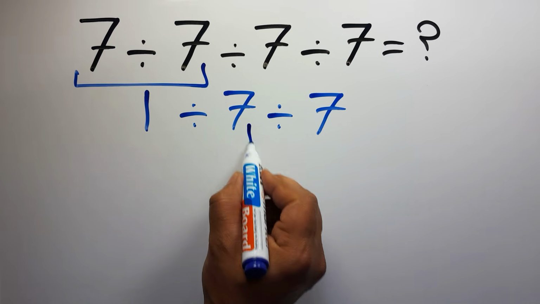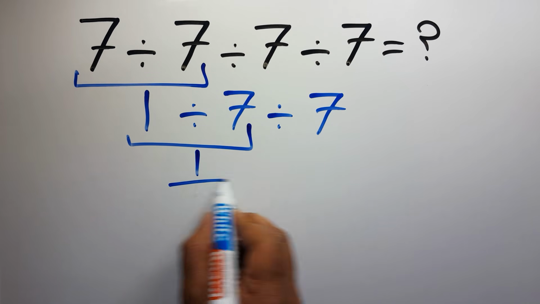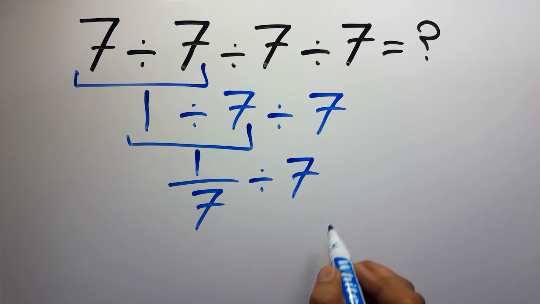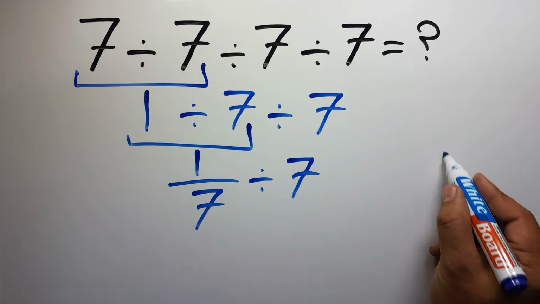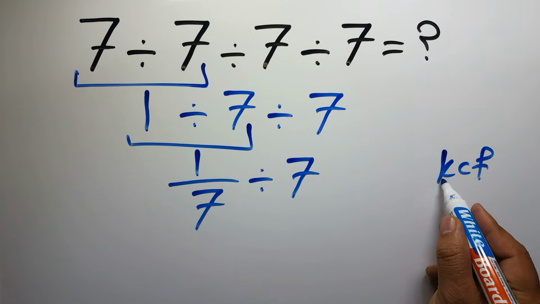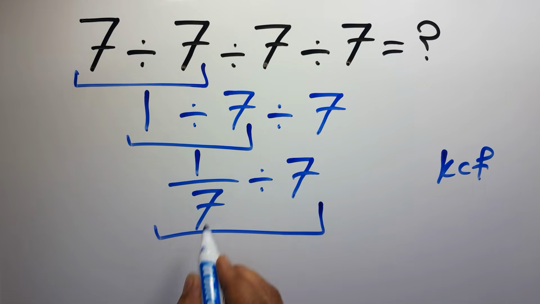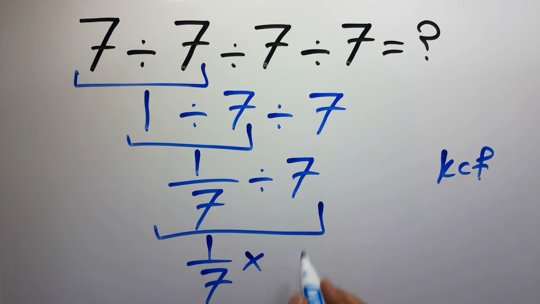1 divided by 7 can be written as 1 over 7. Then divided by 7. Now, according to the KCF rule, K stands for keep, C stands for change, and F stands for flip. We can write keep the first fraction, change division to multiplication, and flip the second fraction.